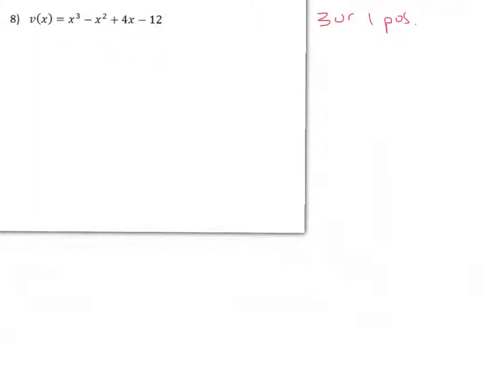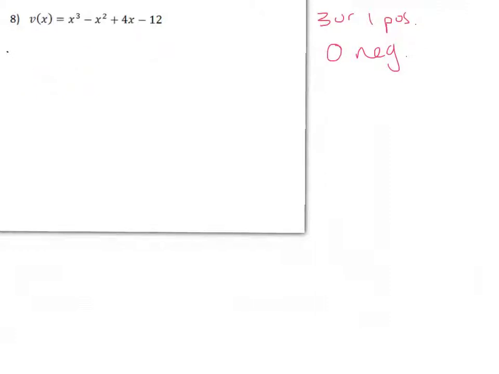So looking at the negative, we want to look at f of negative x. So it'll flip-flop our two odd exponents. So the x to the third will switch to a negative sign. X squared will stay negative. 4x will switch negative. And negative 12 stays. Take a look, there are no sign changes there, so that means we have 0 negatives. So now we're going to solve this.